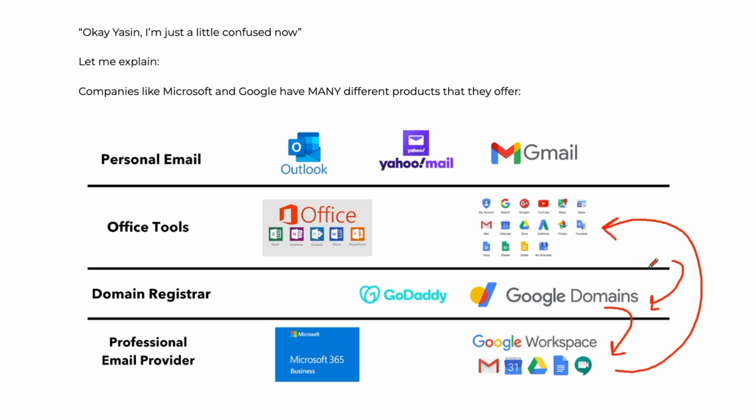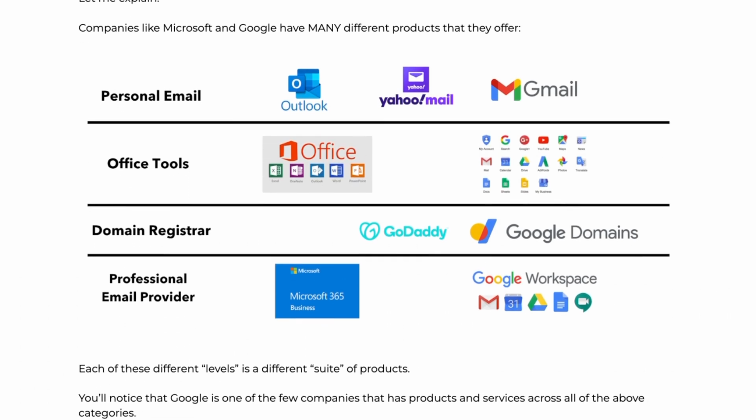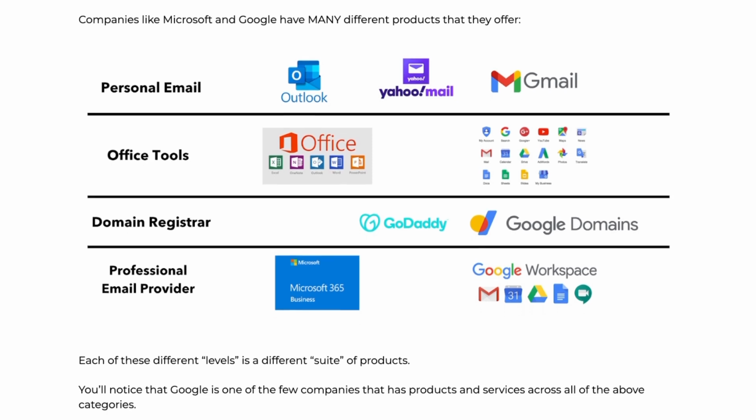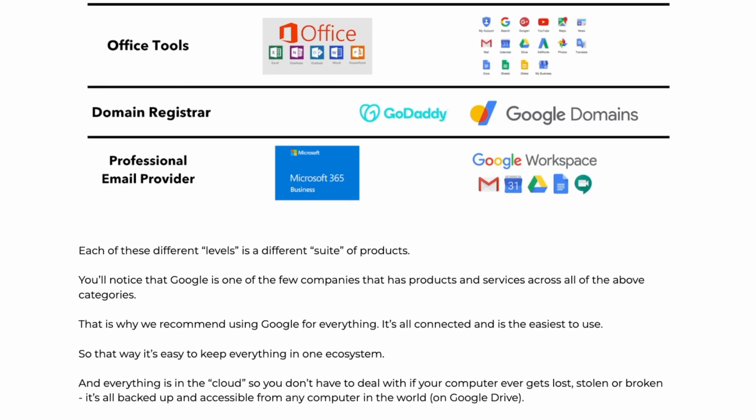And so that is ultimately one of the coolest things about staying within the Google ecosystem, because they have so many different products. You'll notice that Google is one of the few companies that has products and services across all of the above categories. And so this is why we recommend using Google for everything, because it's all connected and it's very easy to use, okay? So that way everything is inside of one ecosystem and everything is inside of the cloud.